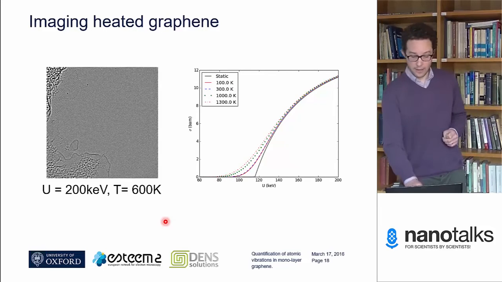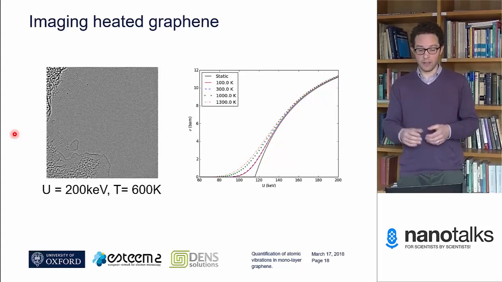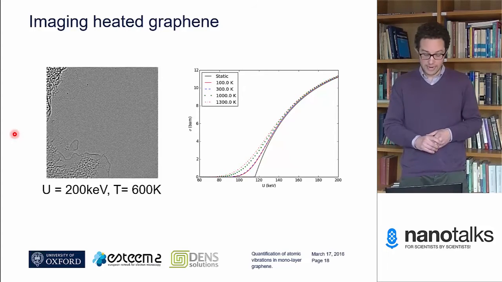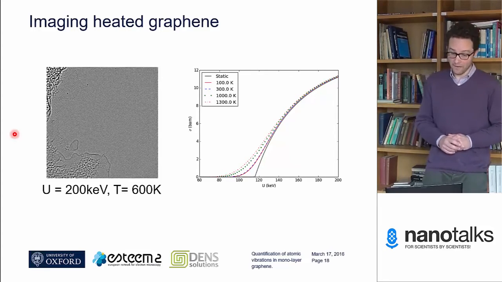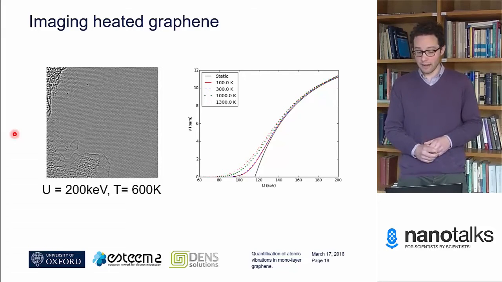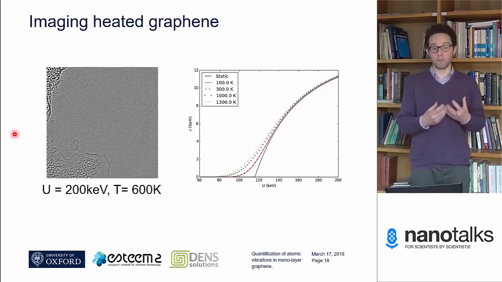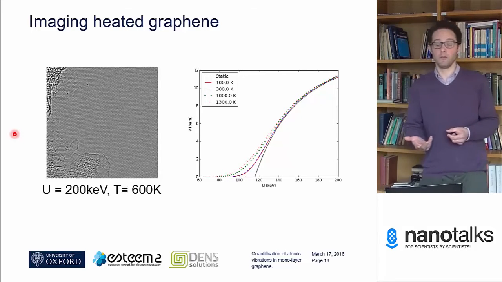So here's a high-resolution TEM image of a graphene sample heated to 600 Kelvin using one of the Debye-Waller heaters, imaged at 200 keV. Even at room temperature, when we try and image at 200 keV, we find a huge amount of defects in our sample. In fact, our graphene samples break down very rapidly, so we can't image them at 200 keV.